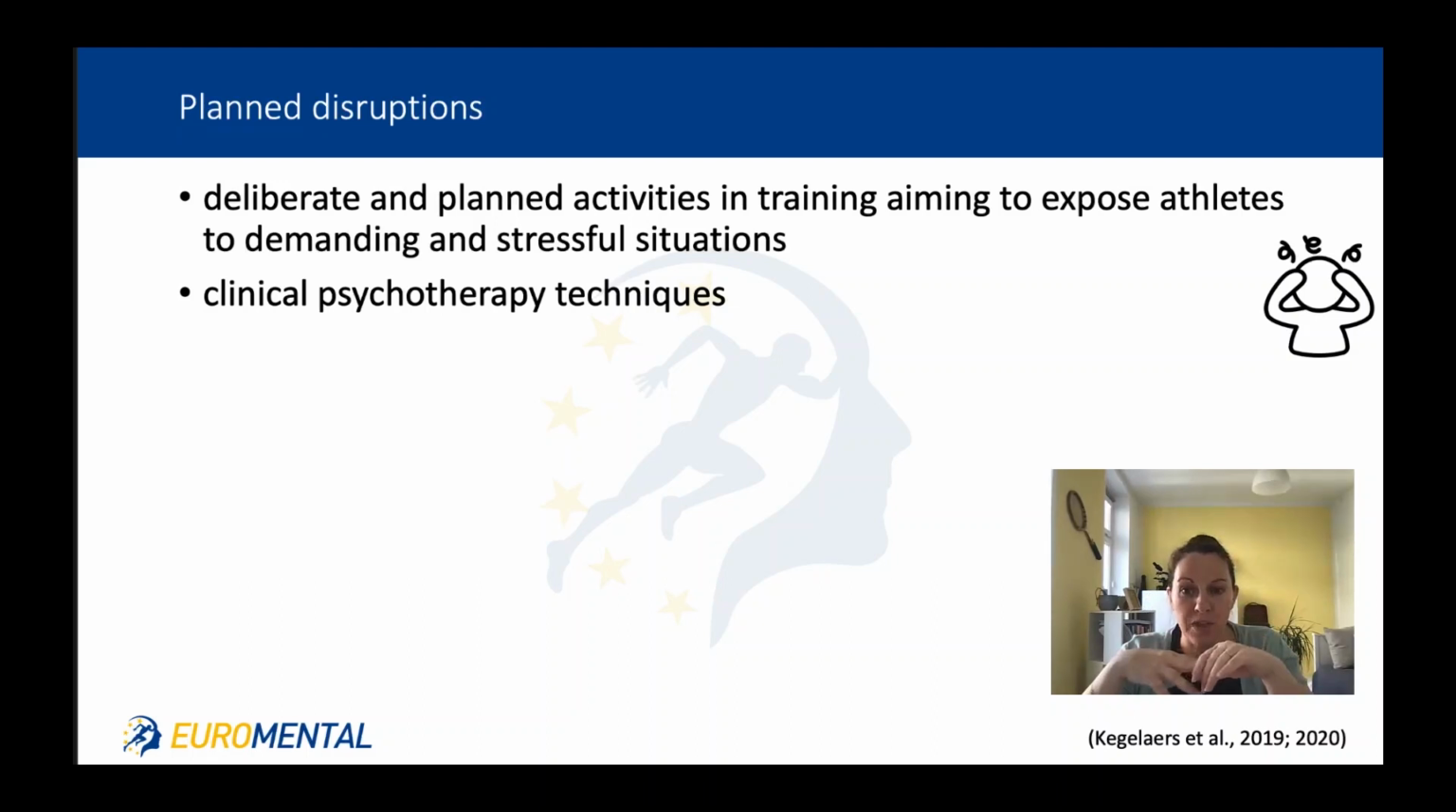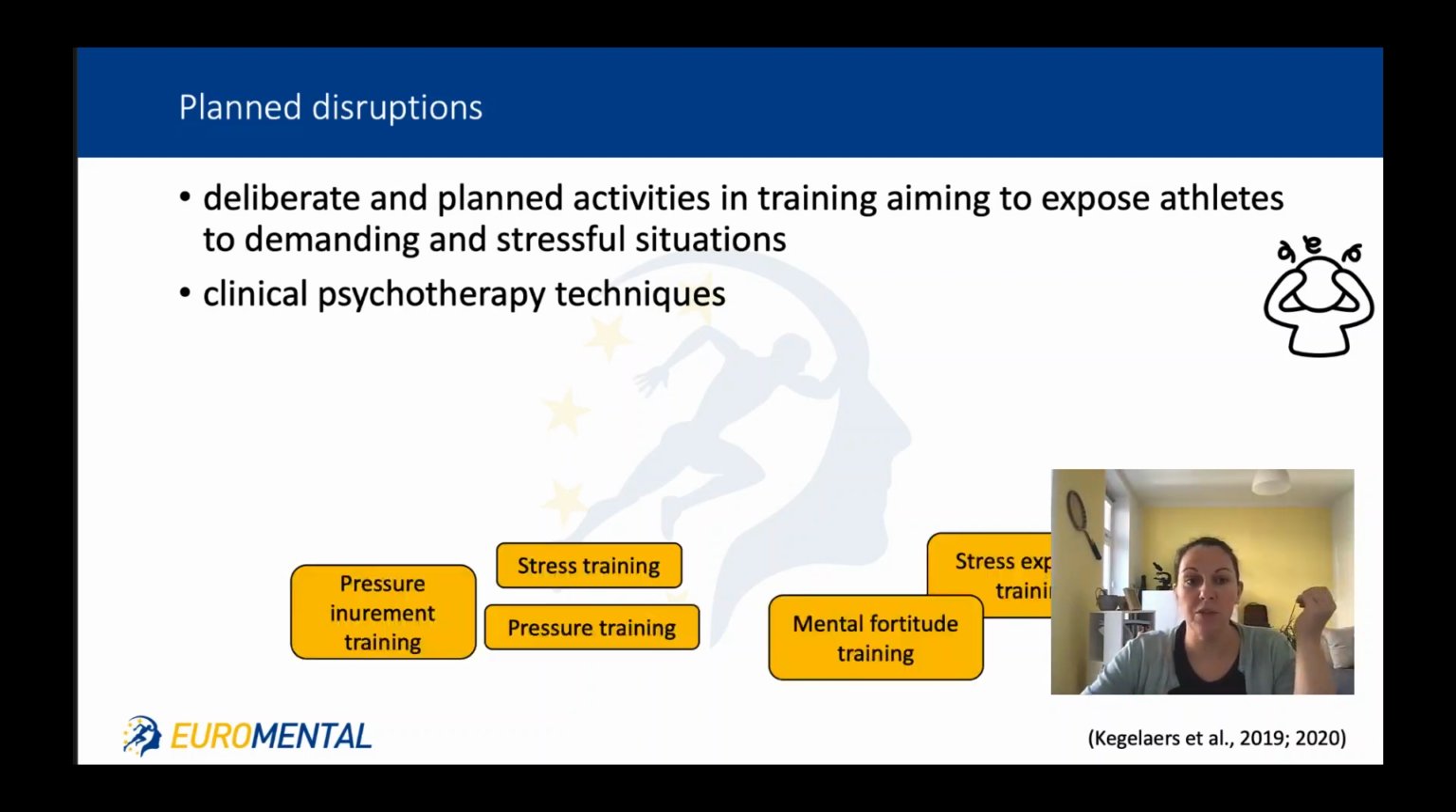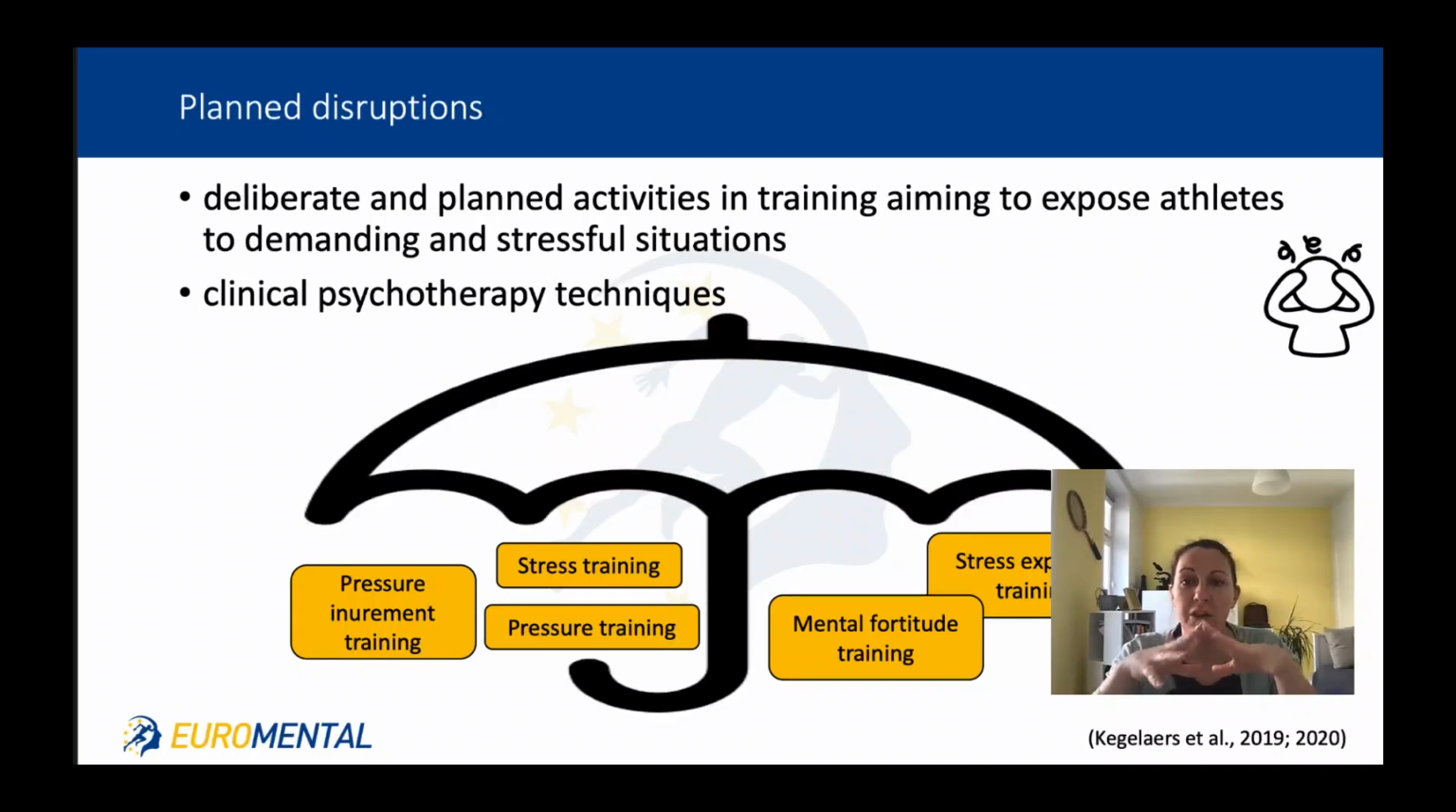There are other terms that might be more familiar to you than planned disruptions. That could be pressure training, stress training, mental fortitude training, stress exposure training, all those kinds of trainings where pressure and stress is deliberately implemented into the training process to expose athletes to this sort of idea. Planned disruptions is used here as an umbrella term, so when we talk about planned disruptions, we also talk about stress training and pressure training, for example. So those are the basics.